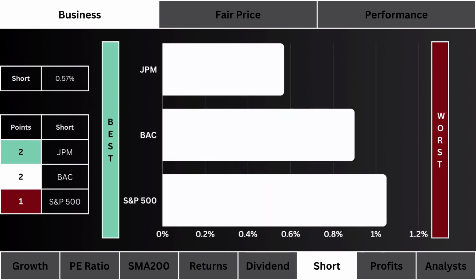For the short float, what you see here is the stock investors and traders are most bearish in. We want to figure out which stock has the most positive sentiment indicated with a lower short float.